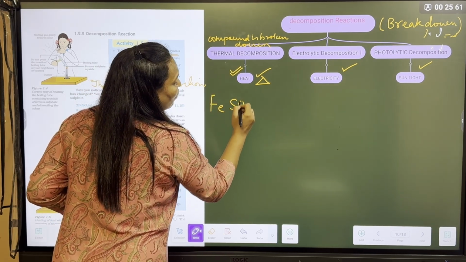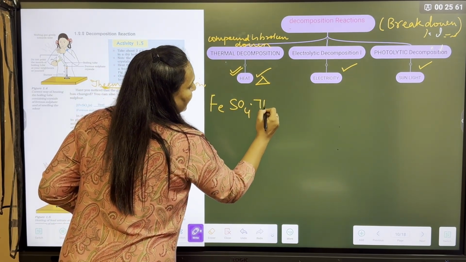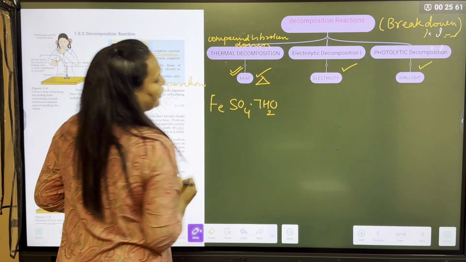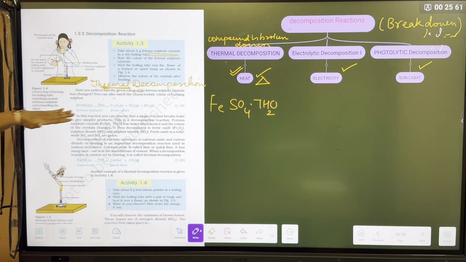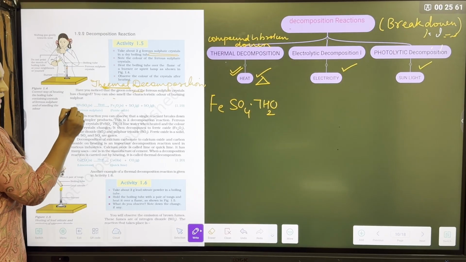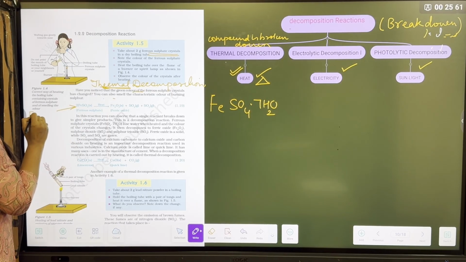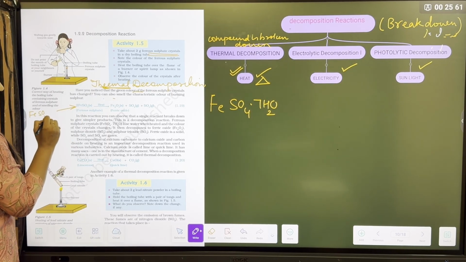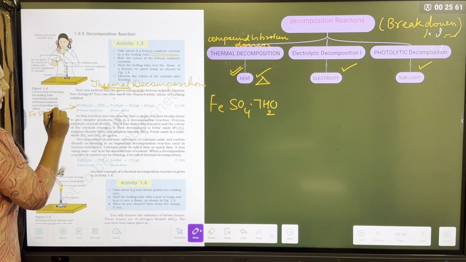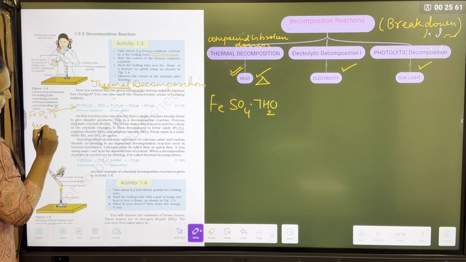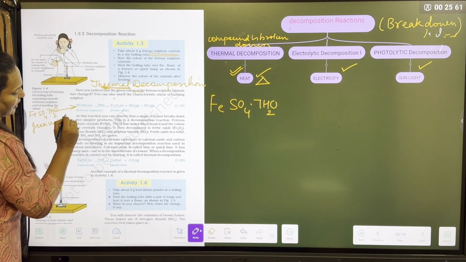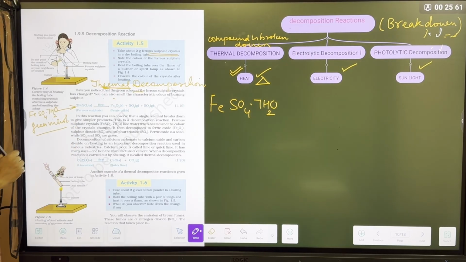FeSO4 is also called the green vitriol. NCERT has not put green vitriol; they have started with anhydrous. Please, we will start with the green vitriol, ferrous sulfate, 7 water. It is called the green vitriol, right?